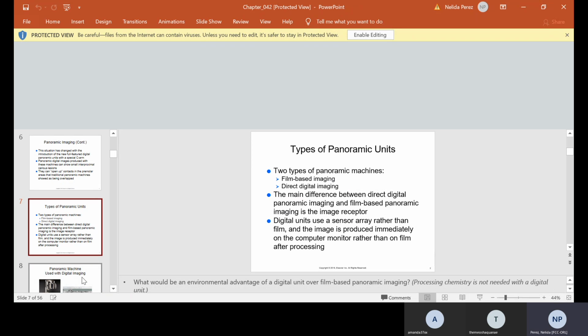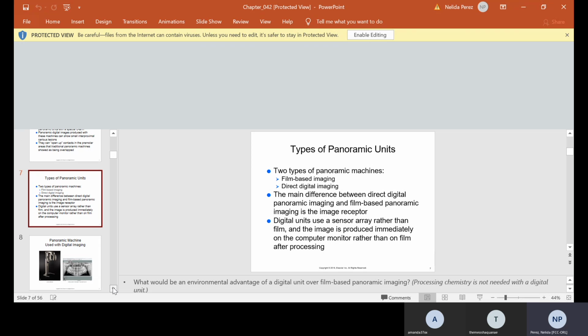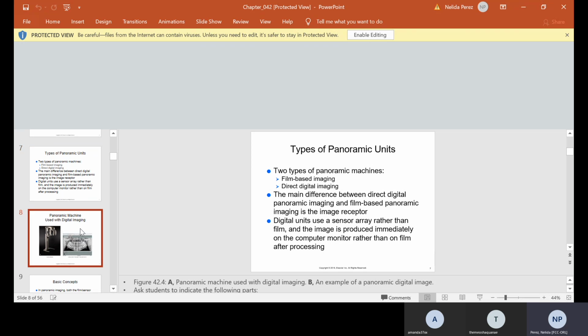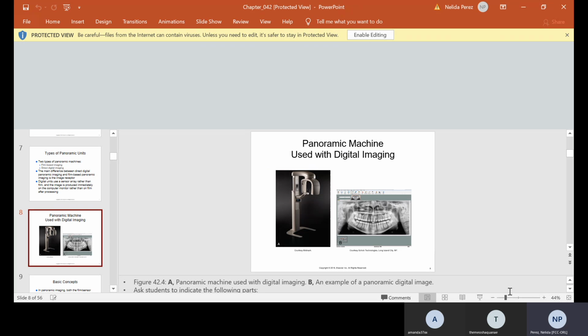There are 2 types of panoramic machines, a film-based and a direct digital imaging. The main difference between digital and film is the image receptor. That's the only difference, okay? Digital units use a sensor array rather than film, and the image is produced immediately on the computer monitor rather than on a film after processing. So again, that's the only difference. If you use a sensor, boom, it pops up on the screen, just like this one. If you don't use a sensor, then you take out the film and you go and process it.